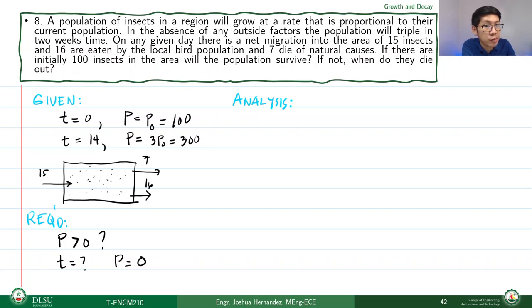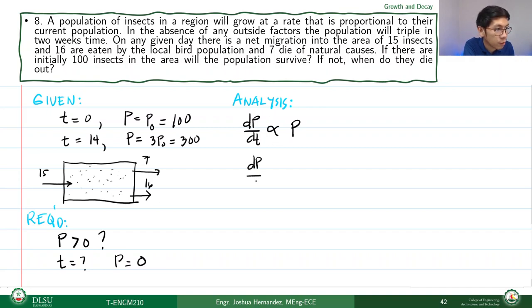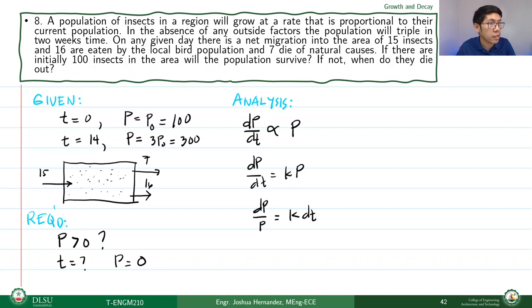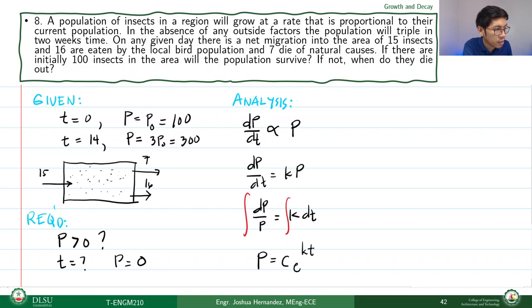since ang sabi niya, the population of the insects will grow in a region, will grow at a rate that is proportional to their current population. If the rate of change of the population is dp over dt, sabi niya doon, proportional daw siya to what? The current population p. So this is a differential equation because if we introduce a constant of proportionality here, k, we can separate p and dp on the left-hand side and k and dt on the right-hand side and integrate both to form yung ating model, exponential model, which is P equals C e raised to KT. Correct?